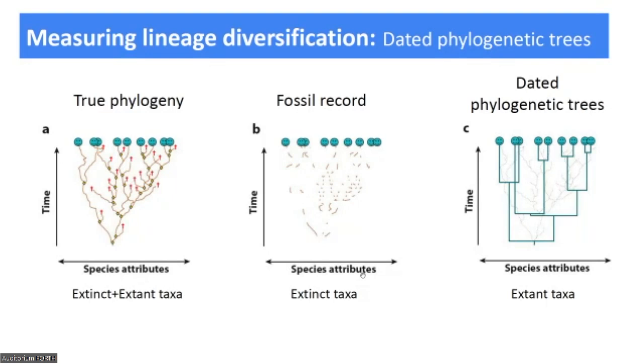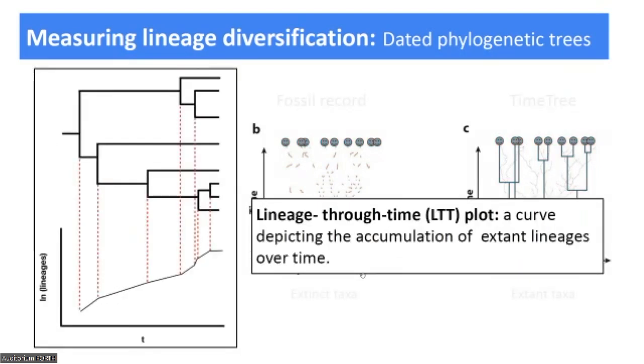So phylogenetic trees contain information about past evolutionary events in the branch length distribution and topology. Because of this, they have been proposed as primary data to conduct diversification studies. Those phylogenetic trees are often represented with lineage-through-time plots, which consist of a curve that describes the accumulation of lineages over time.